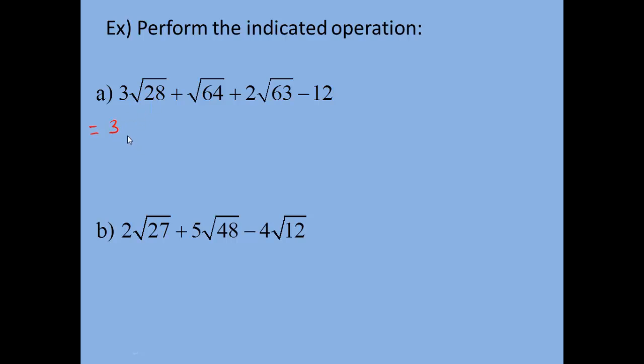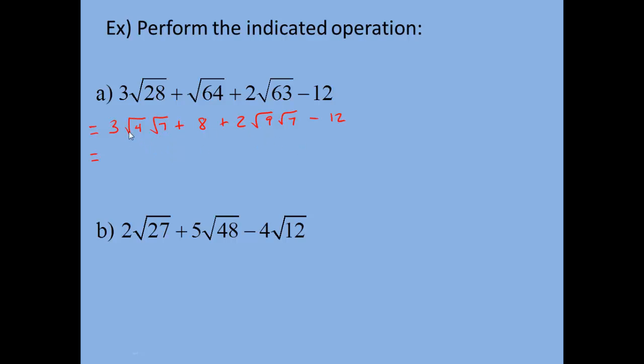So this will be 3, and then it's going to be the square root of 4, the highest perfect square factor, since 4 times 7 gives us 28. So it's 3 square root of 4 times square root of 7. Plus the square root of 64, we know that evaluates nicely to 8. Plus 2 times the square root of 63. We want to break it up into a perfect square factor and a non-perfect square. So this will be the square root of 9 times the square root of 7, because 9 is the highest perfect square factor of 63. And then 12 is just a constant, so it's minus 12 at the end.